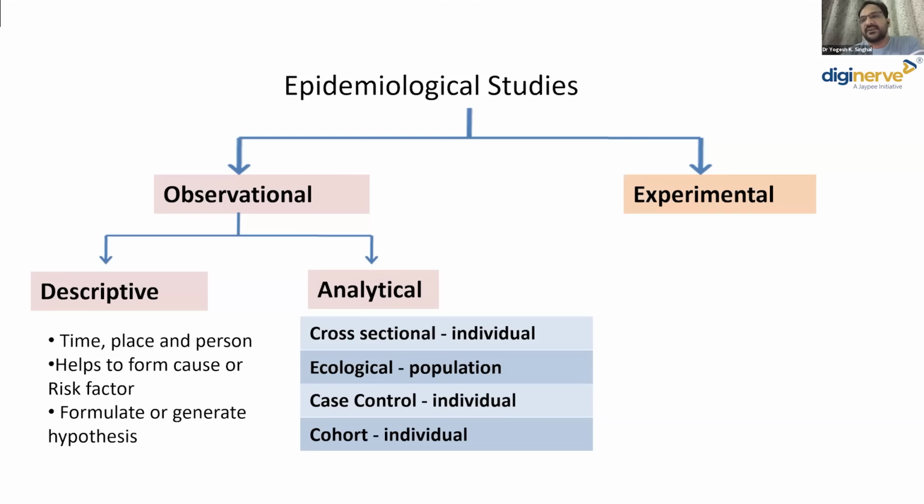So ecological studies are simple. In an ecological study, we generally make general statements. What are the general statements? We generally say that the Indian population is prone to diabetes because of obesity, or that the Indian population is obese.